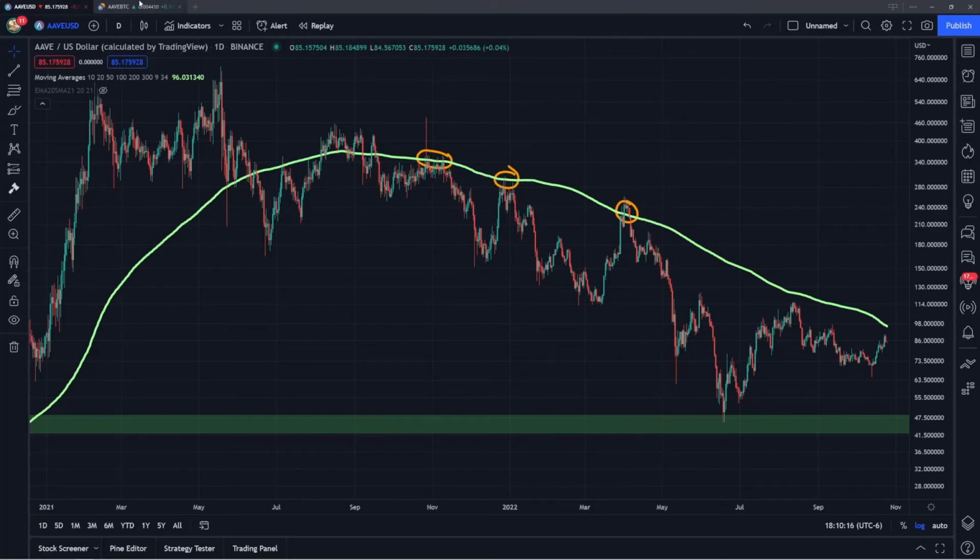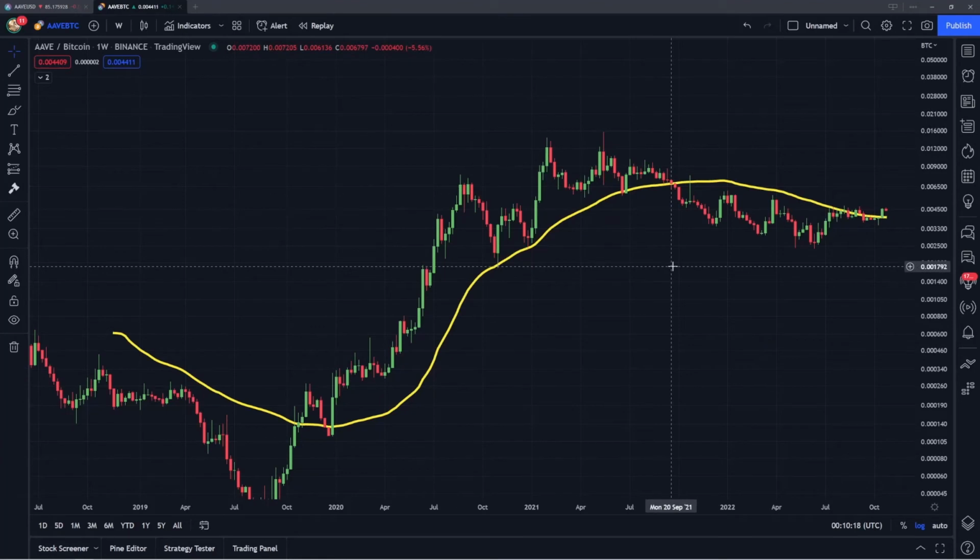So now I want to switch over here to the AAVE Bitcoin ratio. And as I said, this is going to be a very key level to watch out for because it's showing AAVE's relative performance to Bitcoin. And with altcoins, I really do like to see them outperforming Bitcoin. They tend to take on higher risks, so I look for that outperformance.